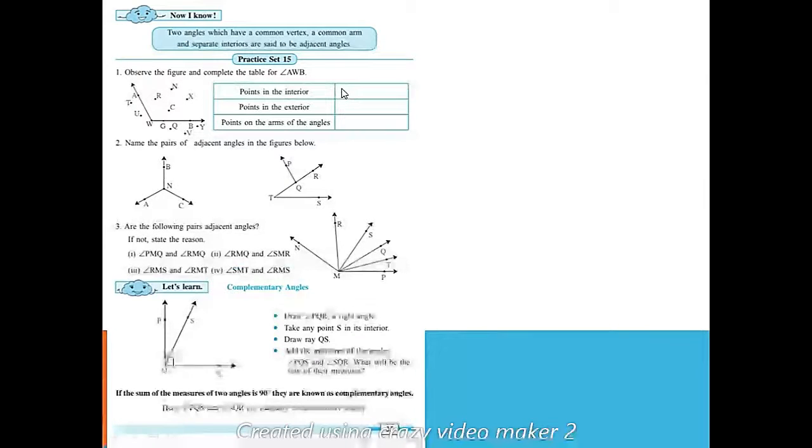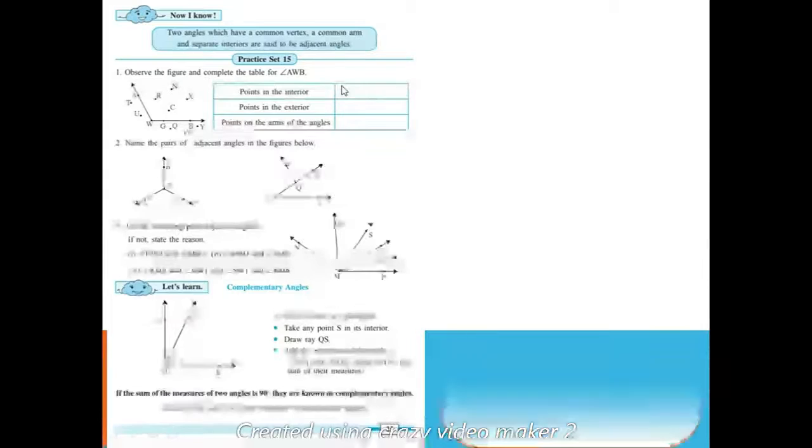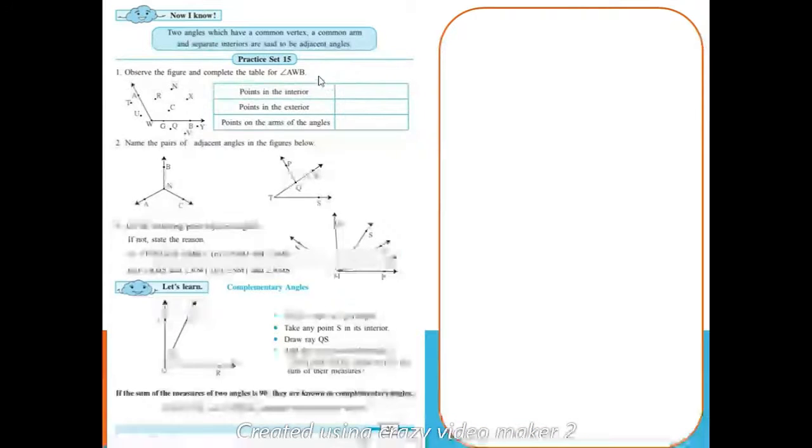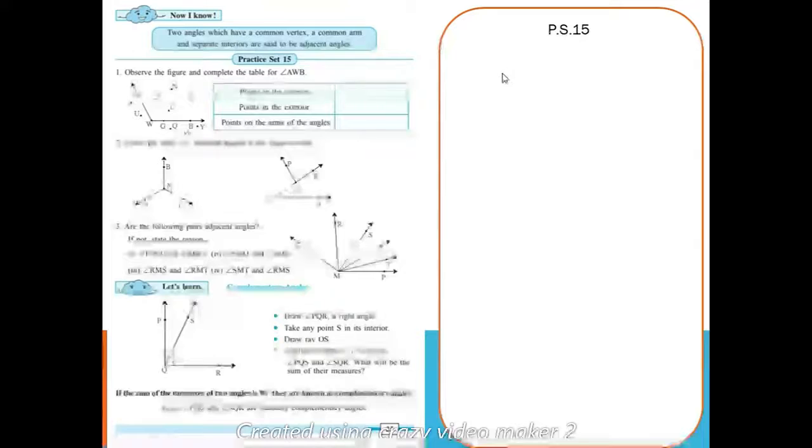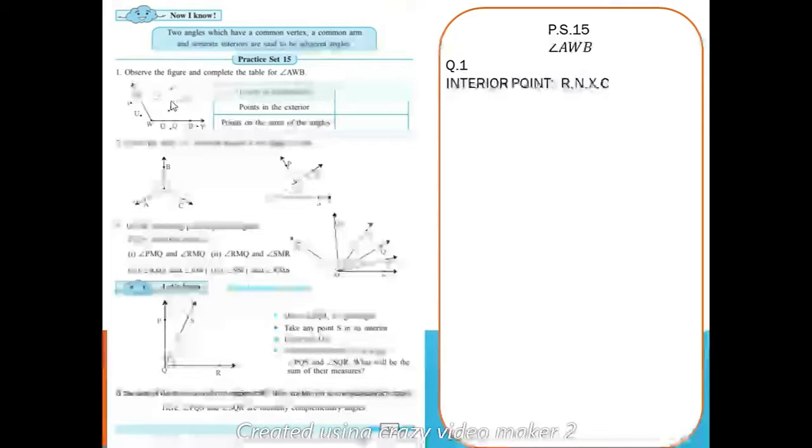Now this is practice set 15. Observe the figure and complete the table for angle AWB. Points in the interior, as we have learned before. This is the angle AWB, and the points in the interior are point R, point N, point C, and point X. These are all the points that are interior to the angle.